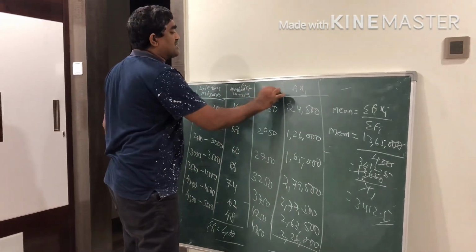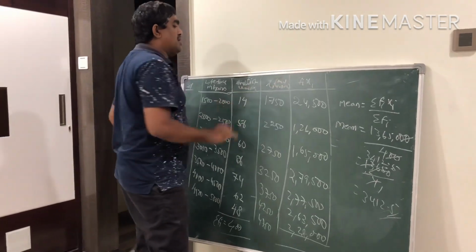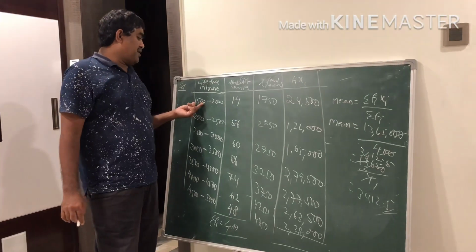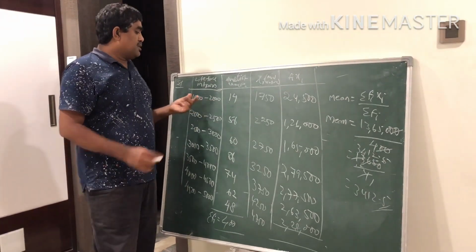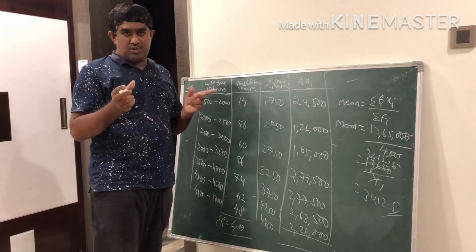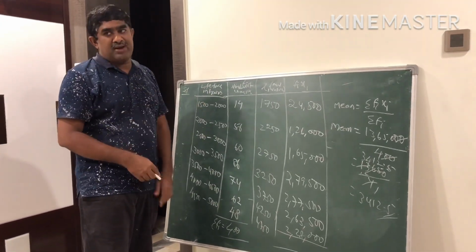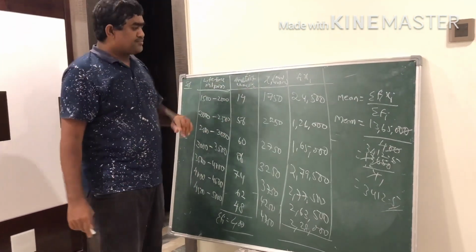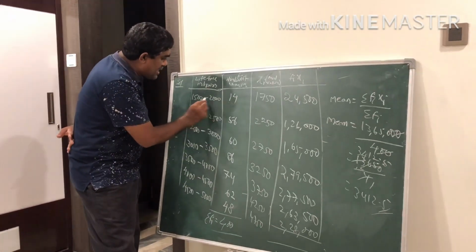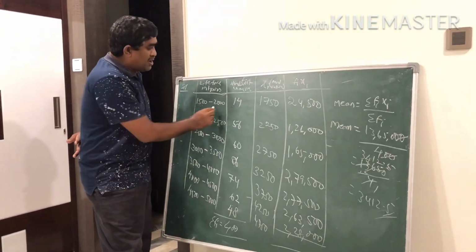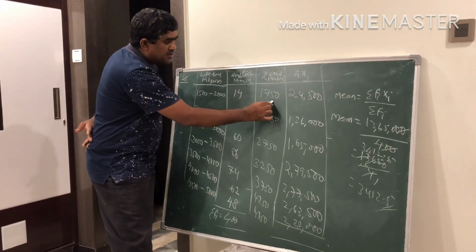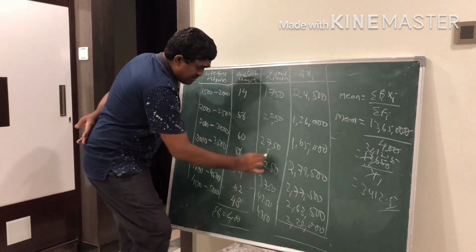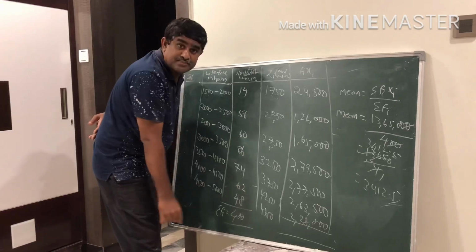Xi. What is called xi? Mid value. How do you calculate mid value? Lower boundary plus upper boundary by 2. See children, lower boundary 1500, upper boundary 2000. So add 1500 plus 2000, how much? 3500. 3500 by 2 is 1750. See here, what is the difference here? 500. So add 500 for this. How much? 2250. 500 for this, 500 for this.